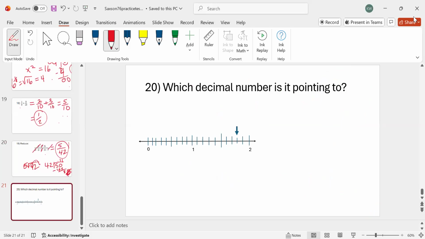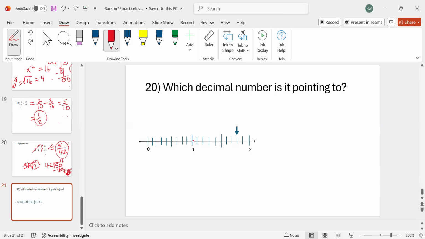Okay, I think this is our last one. Which decimal number is it pointing to? Let me go ahead and zoom this in if I can. Oops. Undo that. It's not letting me zoom. All right, well, hopefully you can see this well enough. We can see that there's a 1 here and a 2 here, and there's 1, 2, 3, 4, 5, 6, 7, 8, 9, 10 segments that it's broken into.